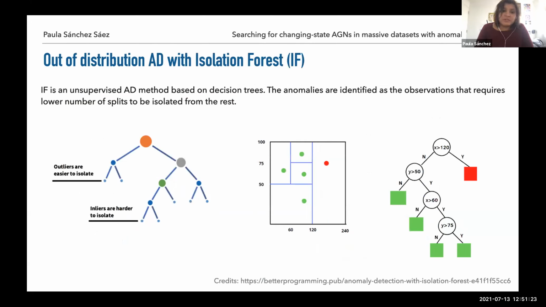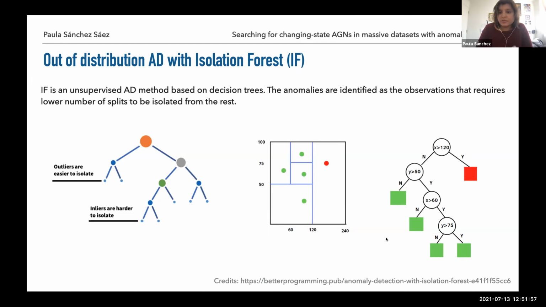In this work in particular, we are using a technique called isolation forest, which is a very popular anomaly detection algorithm, which basically is based on decision trees, where we measure how many splits we need to make in order to isolate a given object. Anomalies are the ones that are easier to isolate. For instance, here we have anomalies that are isolated in the very first splits of the decision tree, and then the regular objects require more splits.